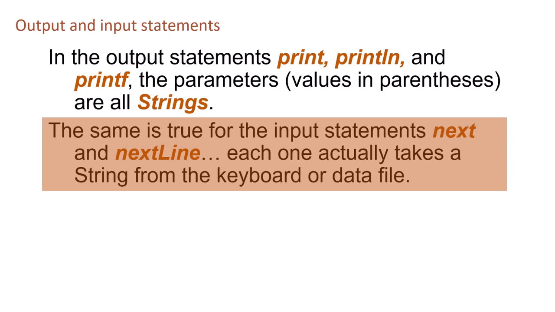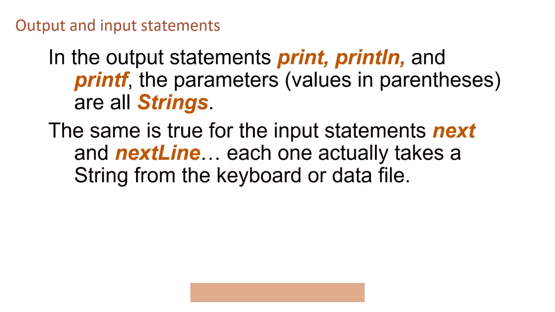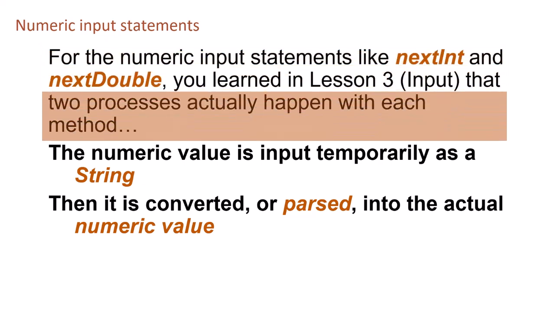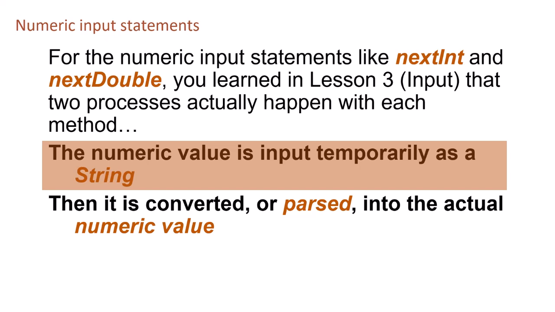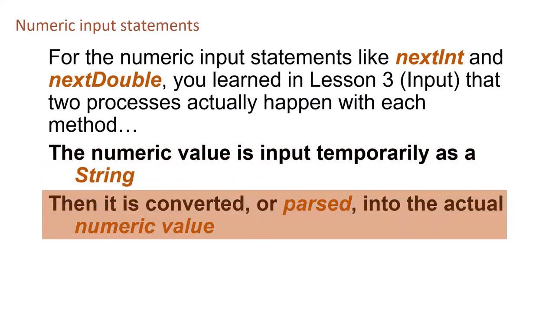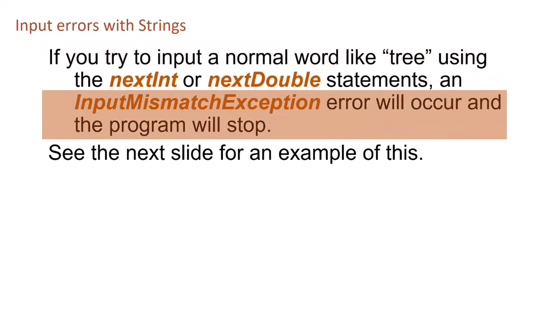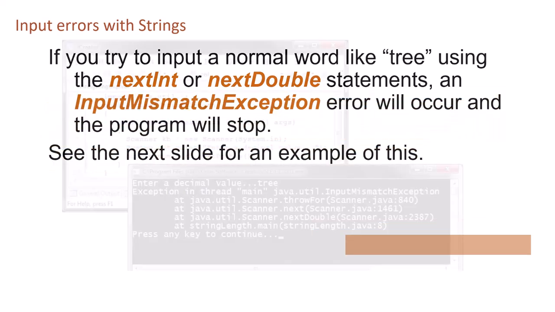Each one actually takes a string from the keyboard or data file. For the numeric input statements like nextInt and nextDouble, you learned in lesson 3 that two processes actually happen with each method. The numeric value is input temporarily as a string, then it is converted or parsed into the actual numeric value. If you try to input a normal word like tree using the nextInt or nextDouble statements, an input mismatch exception error will occur and the program will stop. See the next slide for an example of this.